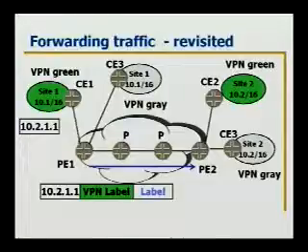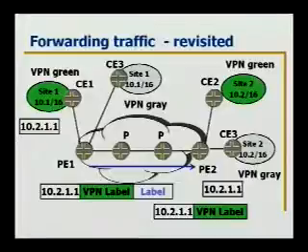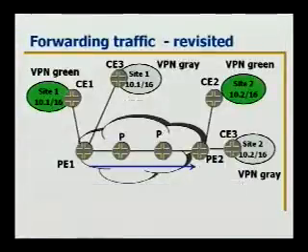So when a packet is going along the path this way, the forwarding is going to happen based only on the uppermost label. So finally, the packet is going to arrive at PE2 with a VPN Green label on the top, and PE2 has no trouble identifying that this is a packet destined for VPN Green and send it out on the correct interface. Now what if we were receiving a packet on VPN Gray?